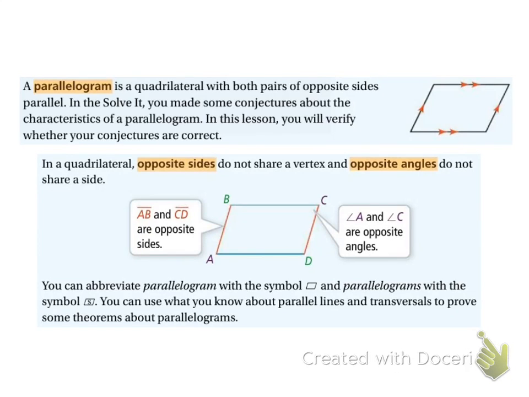This is 6.2a of geometry. So we're going to look at parallelograms. And as we go, I'm going to write out some bullet points that I think is a great way to take notes for this specific section.